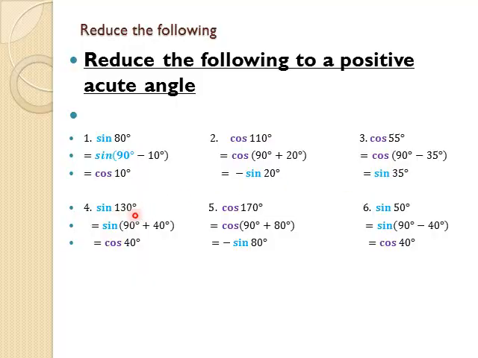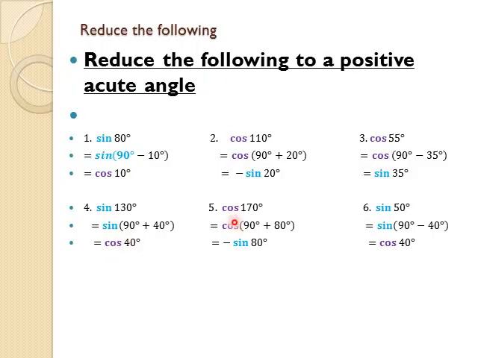If I say sine 130, 130 itself is in the second quadrant. 90 plus 40 gives me 130. 90 plus, second quadrant, sine positive. Right, but 90 changes sine to cos, so therefore it becomes cos 40 degrees.